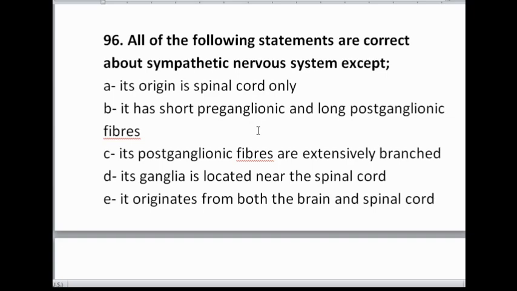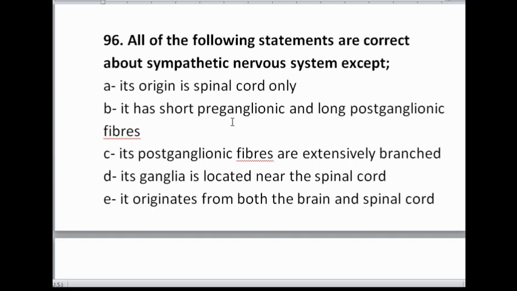So actually we know that the sympathetic nervous system is also known as the thoracolumbar division, and thoracolumbar we know that it is part of the spinal cord only. So the first option is correct, that its origin is spinal cord only, since it is also known as thoracolumbar division and that has origin in the spinal cord area. So option A is correct.